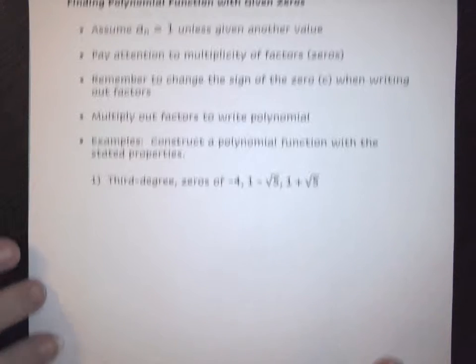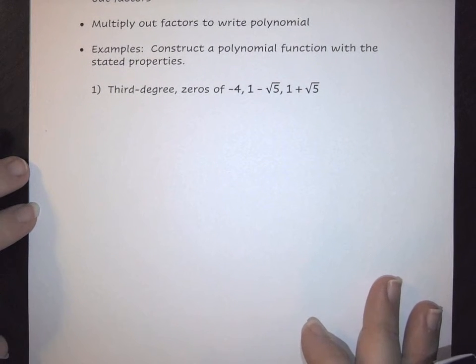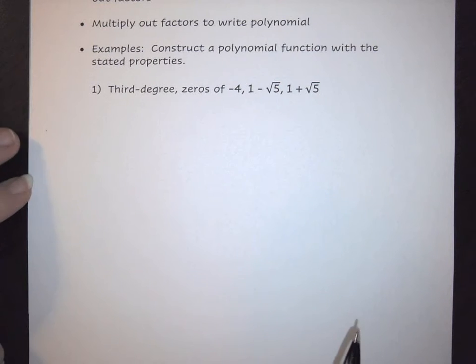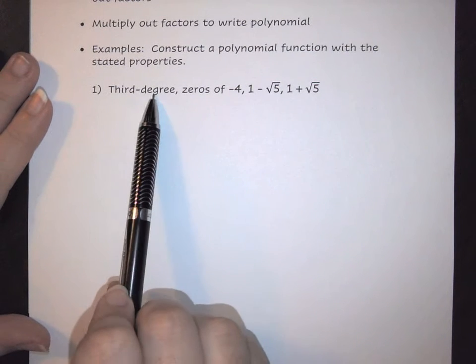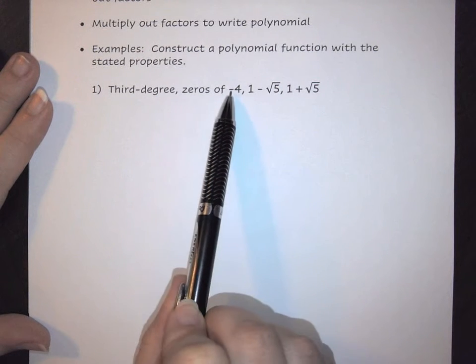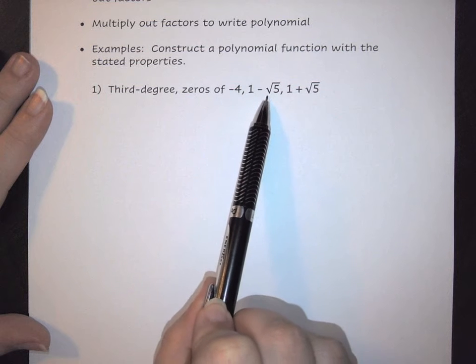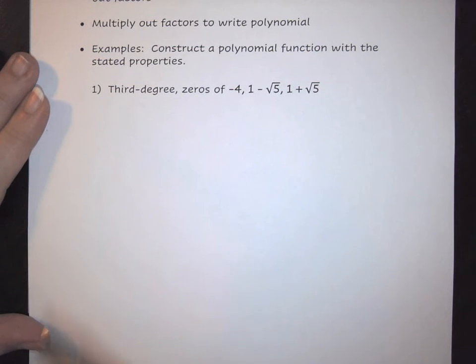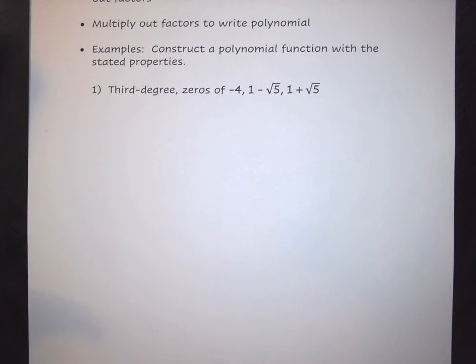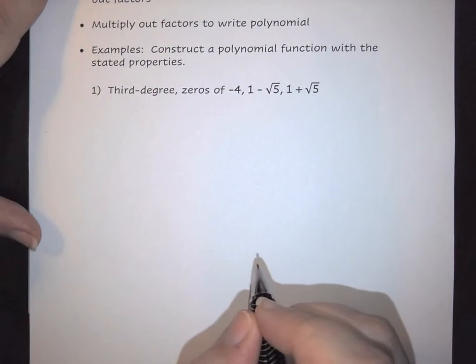So let's take a look at an example. Here we want to construct a polynomial with the stated property. We want it to be a third degree. We have zeros of -4, 1 minus the square root of 5, and 1 plus the square root of 5. And that's it. So let's go ahead and get started.